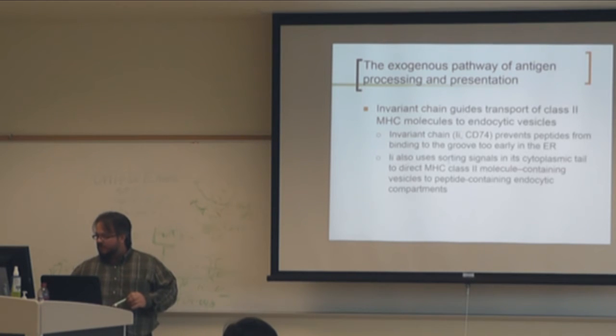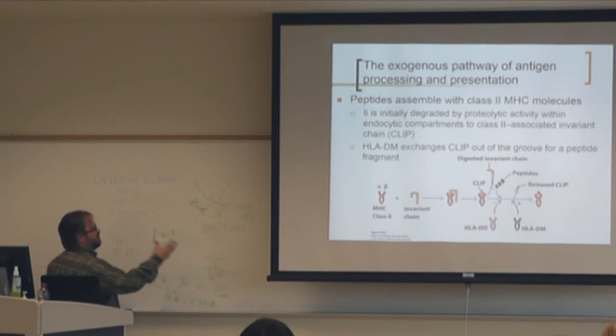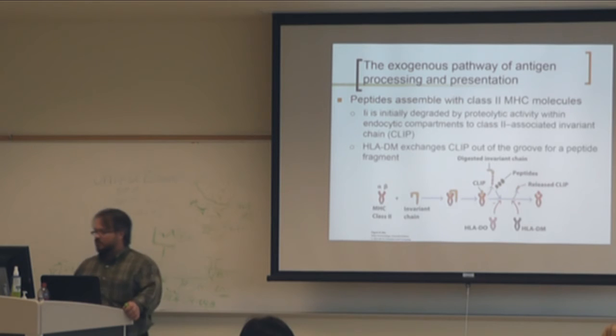So invariant chain uses these sorting signals in its cytoplasmic tail to direct MHC class 2 to vesicles that contain peptide in the acidic compartment. Basically it helps them to traffic to the vesicles that are going to fuse with these phagocytic vesicles.